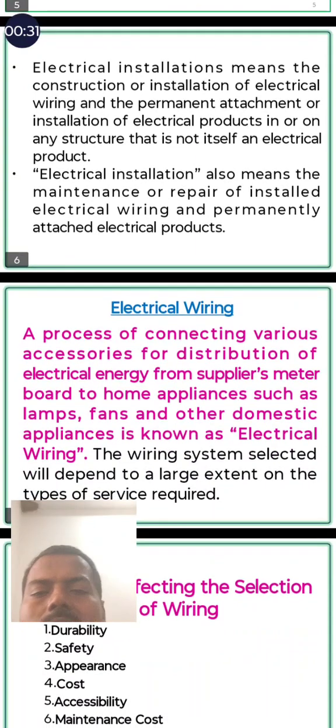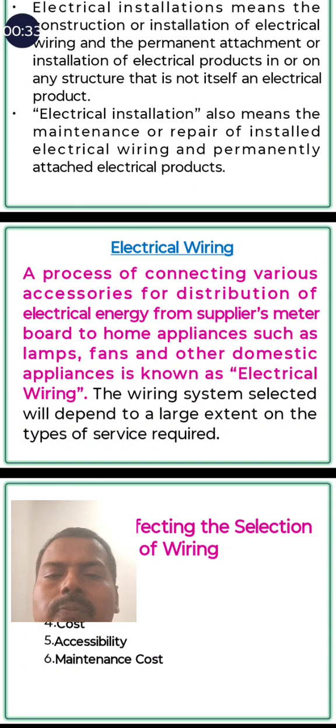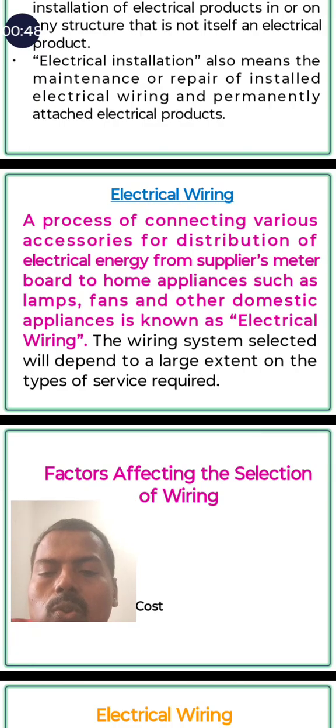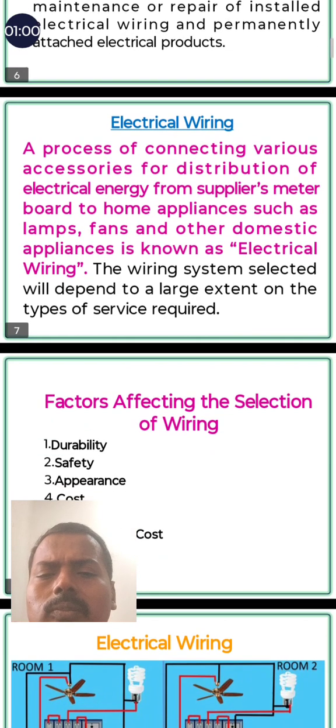Generally, electric wiring is a process of connecting various accessories for distribution of electrical energy from the supplier's meter board to home appliances such as a lamp, fan and other domestic appliances. Generally we have two types of services: one is a single phase service, another is a three phase service. Based on the load and the requirement, we have to categorize the single phase and three phase system.